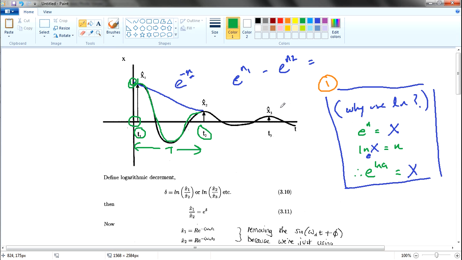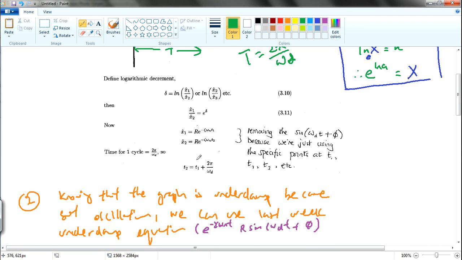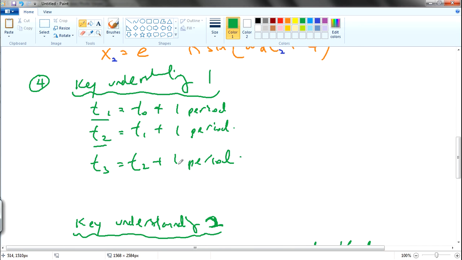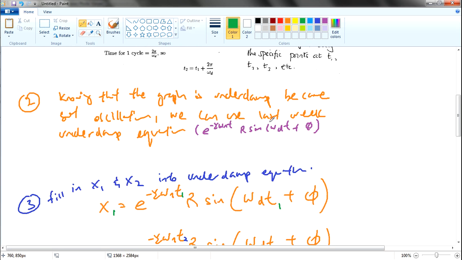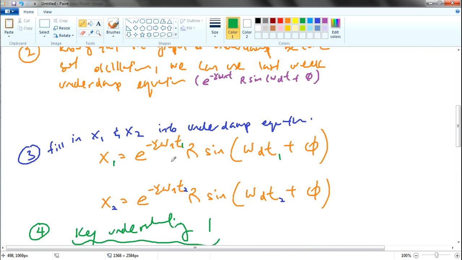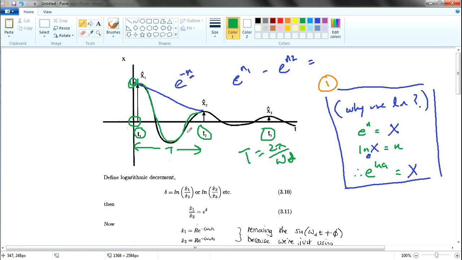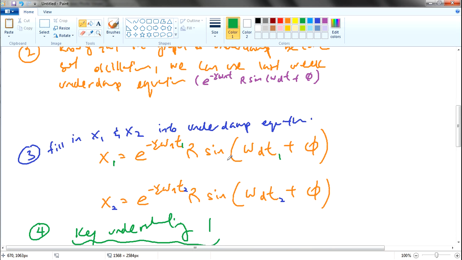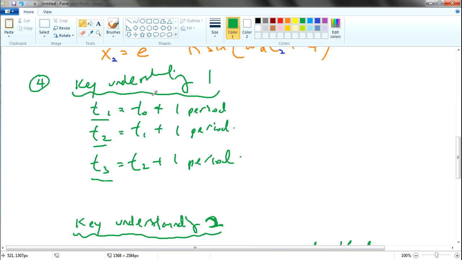And if you remember, period is equal to 2 pi over omega. If it's a natural system, it's the natural frequency. If it's a damped system like this, we call it the damping frequency. So in other words, this is t1 plus 1 period. So 1 period is this one. Nonetheless, t3 is also t2 plus another period. So this is how it is for the first understanding.